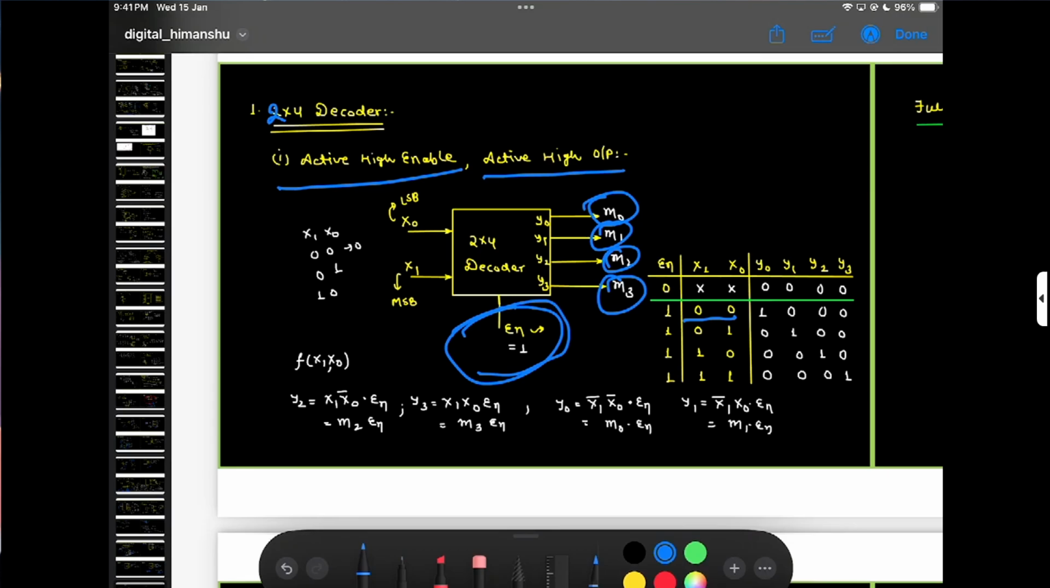Suppose X1 X0 is 0 0. Okay, so my Y0 is 1 and the rest of the bits are 0. Then for 0 1, Y1 is 1. If 1 0, then Y2 is 1, and for 1 1, Y3 is 1.